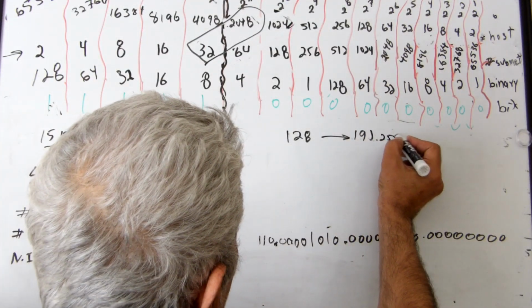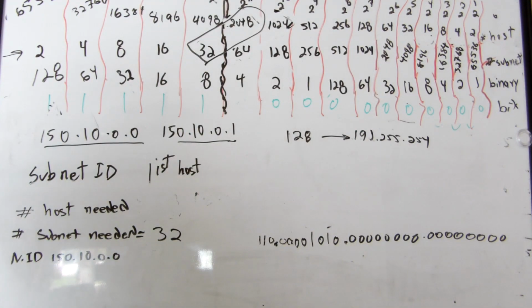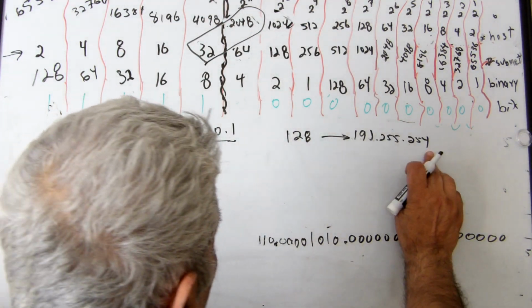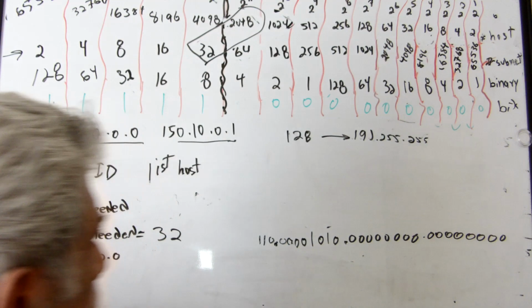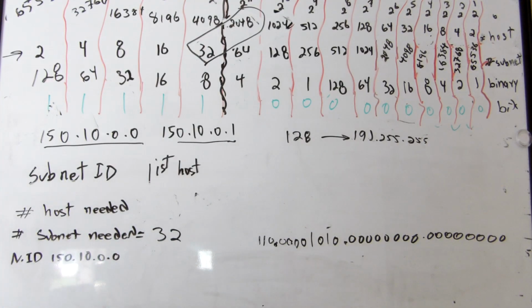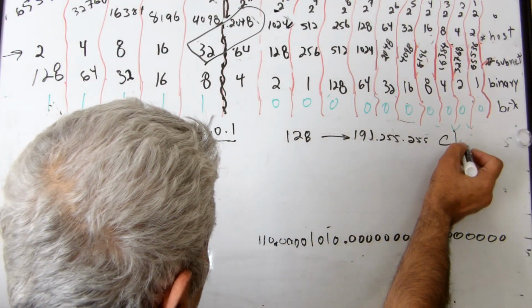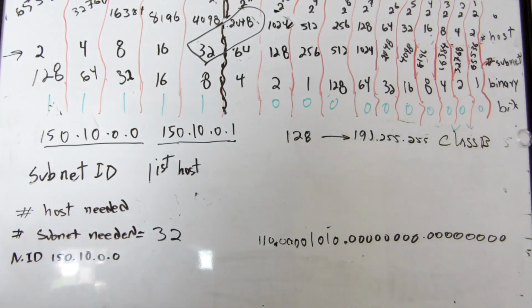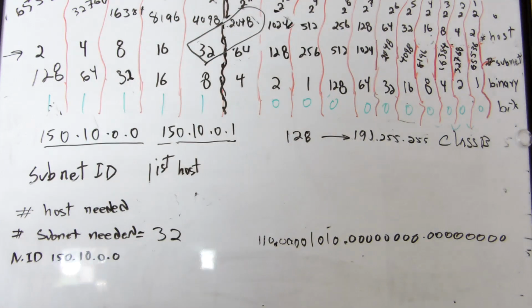191, 255, 255, 254. Actually, the last one is always going to be for broadcast, that we will talk about. So if the first octet is 150, it's going to be class B. This is 150, from 128 to 191, it's class B.